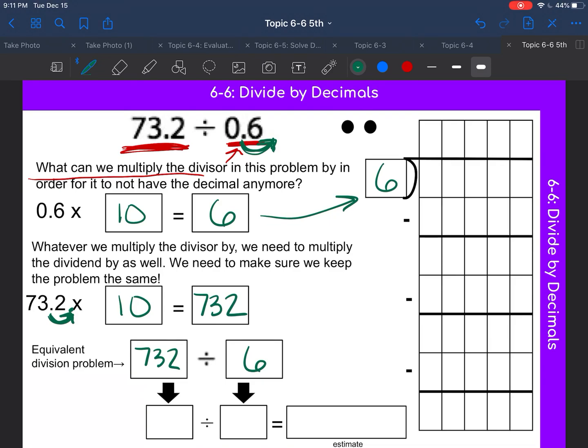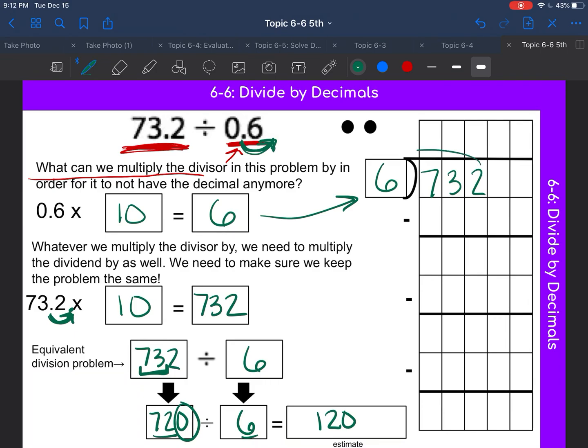Okay, and now what I want you to do here is to estimate this problem. All right, so we can keep the 6 as 6. We can look at these first two digits, 73. Okay, and I know 6 times 12 is 72, so I can make this 720. 72 divided by 6 is 12. Add the 0 to 120. All right, so now I can do 732 divided by 6 and see what I get as my answer.